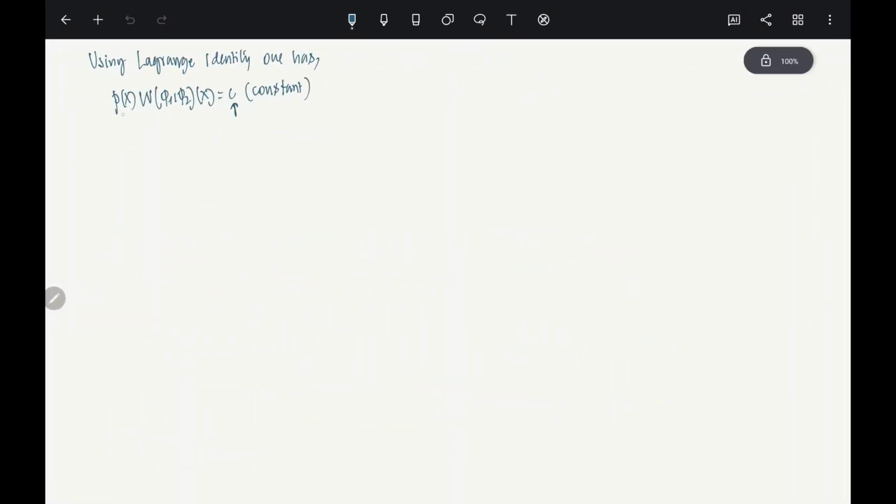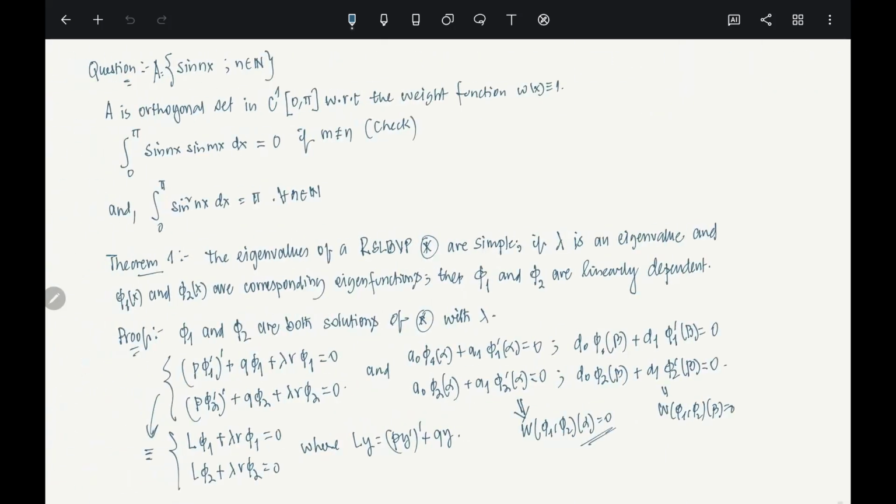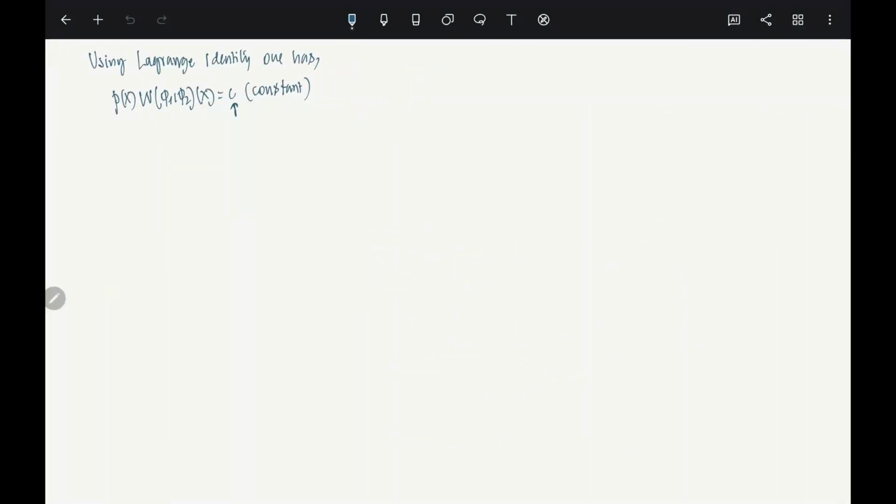Now the thing is, if you remember, P is non-zero, given to you. So we have to find the value of C here. What happens to the value of C? Since the Wronskian of phi1, phi2 at the point alpha is going to be 0, that will imply that C has to be equal to 0. There is no other way, right?